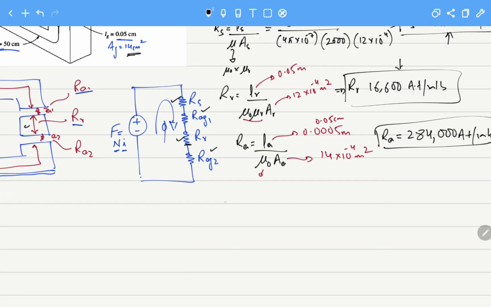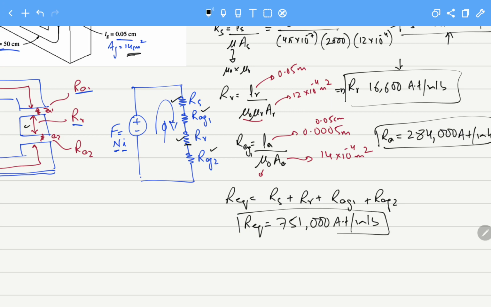So R equivalent can be calculated as RS plus RR plus RAG1 plus RAG2. This is AG1 and AG2 is the same as that one. So the R equivalent value will be 7,000 ampere turns per Weber.